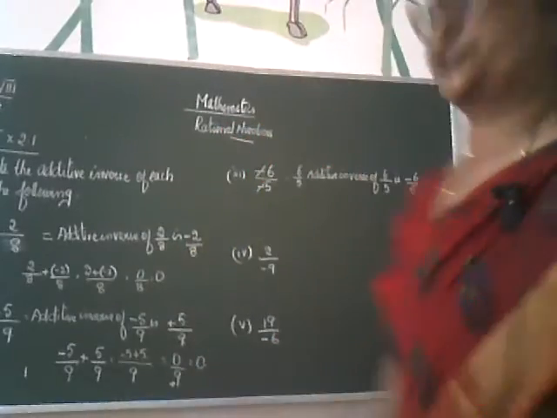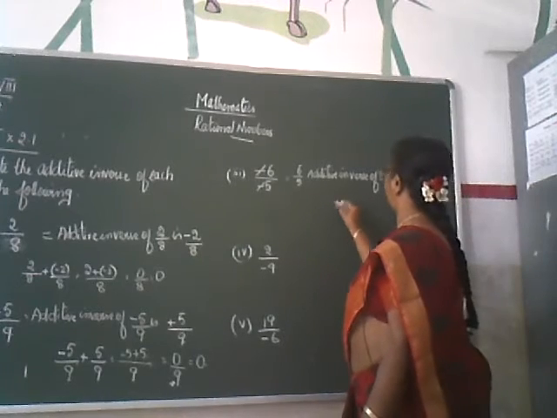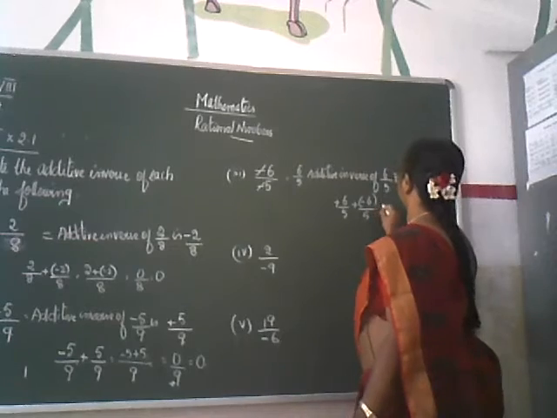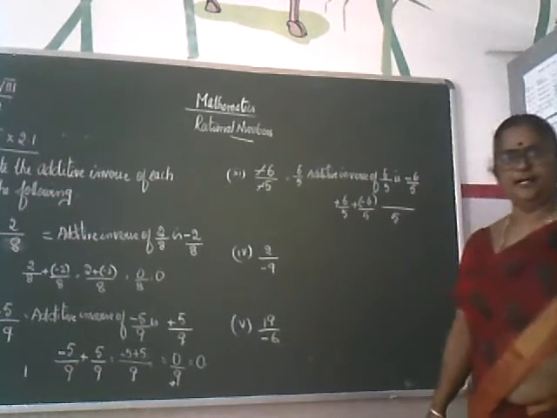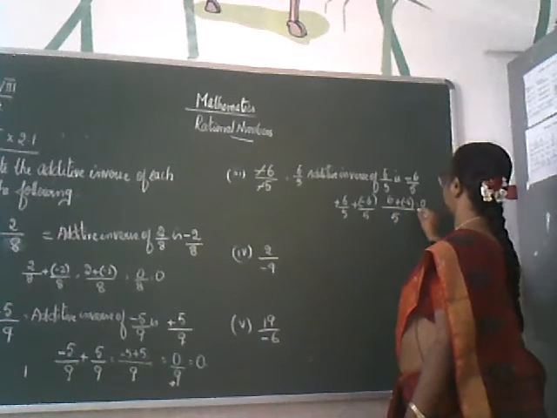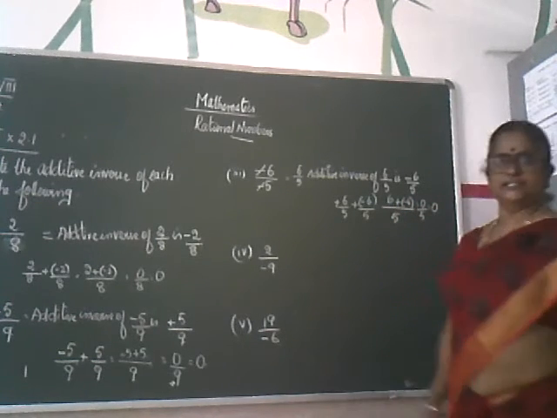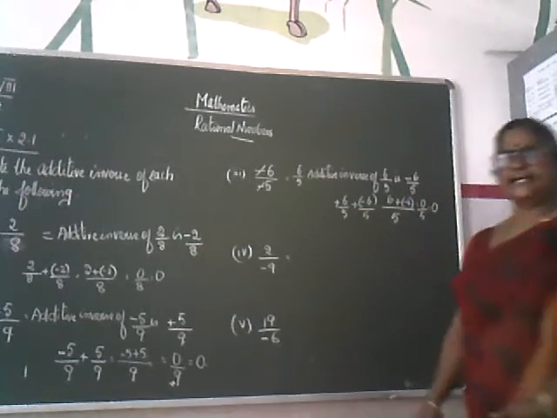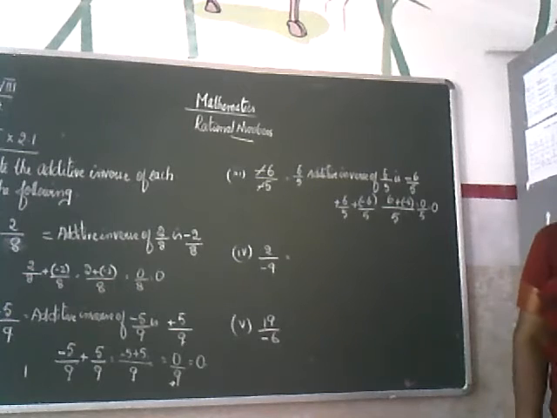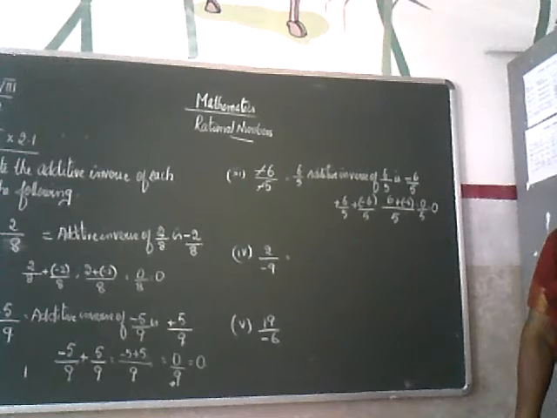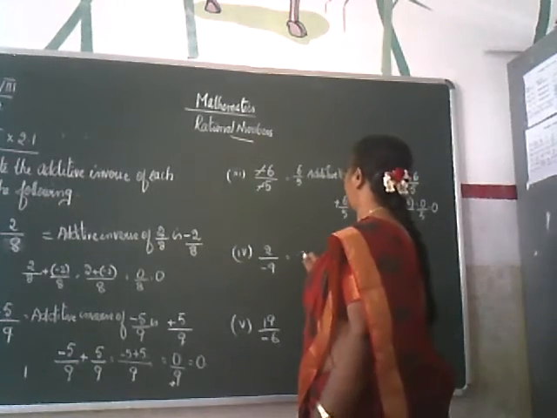Now, add these two. Plus 6 by 5 plus minus 6 by 5. So, the denominator is same. Just add the numerator. Yes, 6 minus 6 is 0 by 5, 0. Okay? Then, what is the additive inverse of 2 by minus 9? When 9 is negative, wherever it is, whether in the numerator or in the denominator, it doesn't matter. It is minus 2 by 9 only.